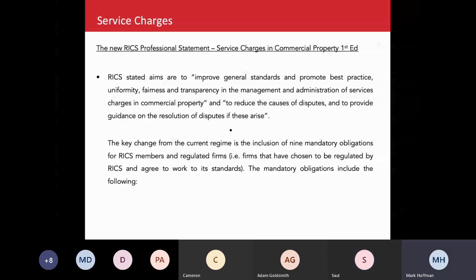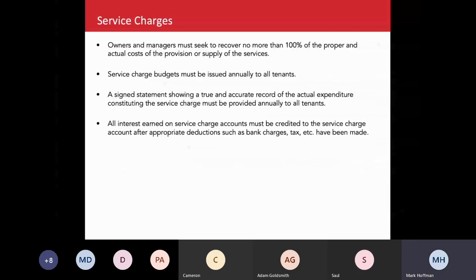Clarity, uniformity, fairness, transparency, that's what the new professional statement, service charges in commercial property, is all about. You need to make sure you know it. You need to make sure you understand how service charge works. Basic principle: owners and managers, property managers, that is, must seek to recover no more than 100% of the proper and actual cost of the provision or supply of the services.